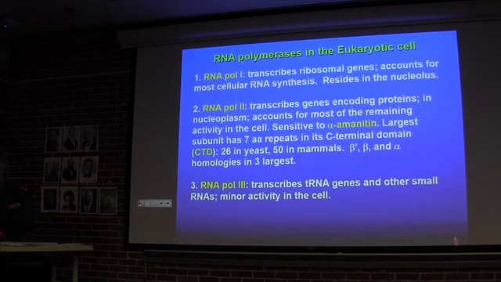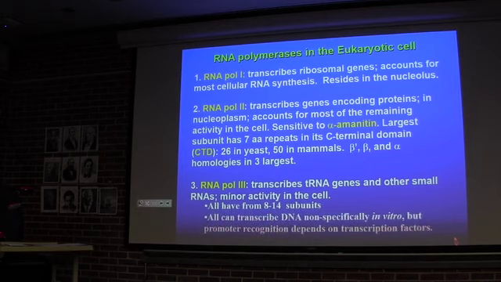Some people over in the micro building used to order that, and of course we ordered it in the lab I was working with. Pol II, sensitive to alpha amanitin.